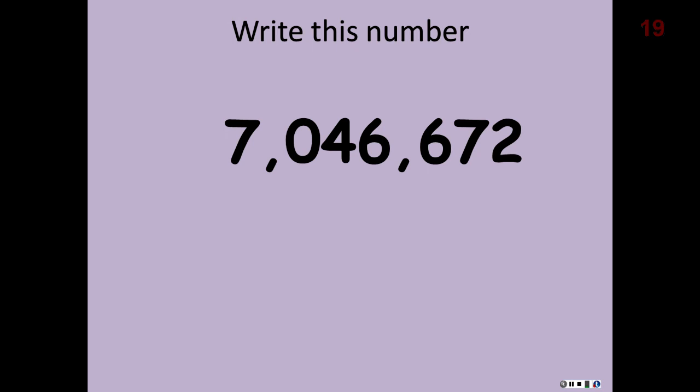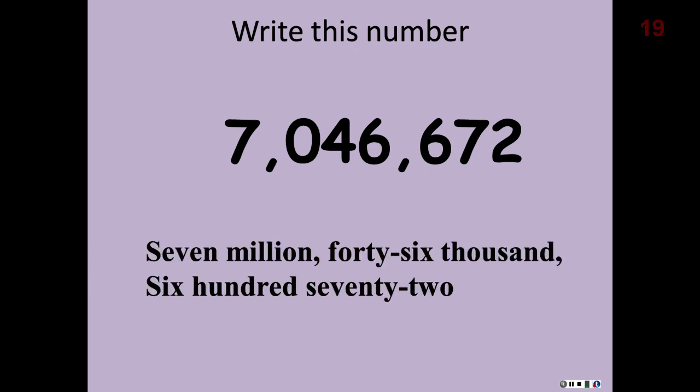And what number do I have to be careful of spelling? Forty. Yeah, forty, or forty-six, I'm sorry, forty-six. Okay? So just like Elizabeth said, 7,046,672. You need to have a comma at the million and a comma at the thousand. You need to have a dash at forty-six and a dash at seventy-two. So that's what it should look like.